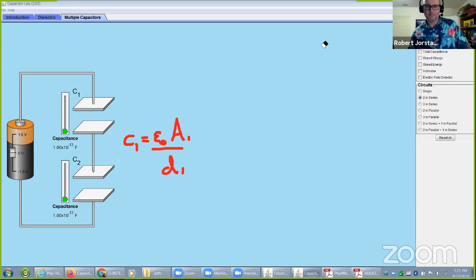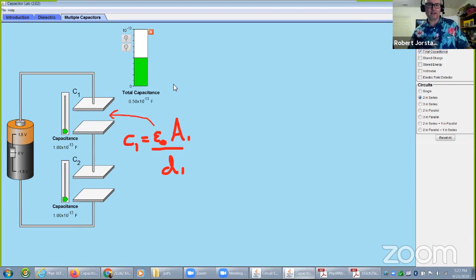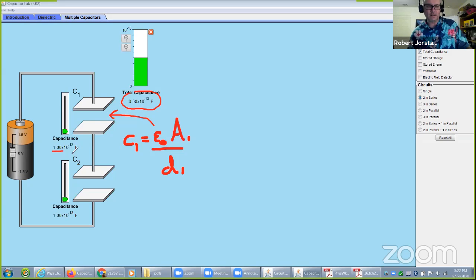When you add two equal capacitors in series, notice the total capacitance cuts exactly in half. It was 1 e to the negative 13, and now it's 0.5 e negative 13 farads. Why is that? I like to think about it like this: when you put them in series, it's almost like you have twice the distance, and twice the distance comes in the denominator. That cuts it in half.